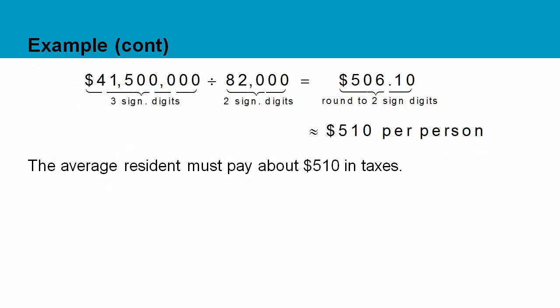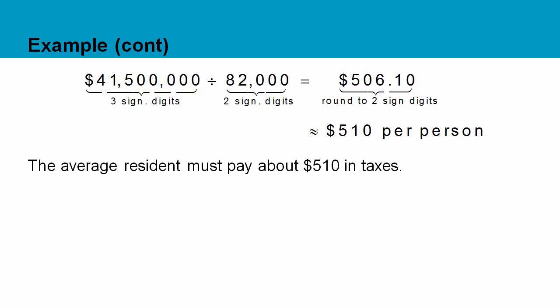So after you do the calculation, so there's your 41.5 million with all of the zeros and commas. Divide that by the 82,000 people. Get your answer of 506.10, and now round that to 2 significant digits. Means you have to round up to $510 per person. So that's the rough amount that each person pays.